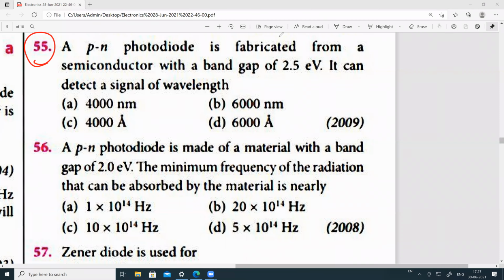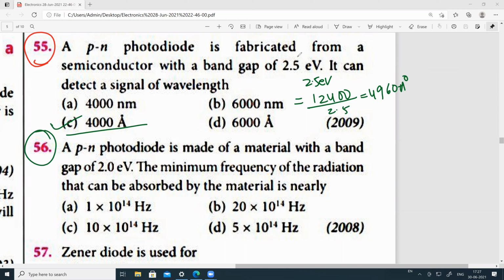Among the 4 options, they have given band gap is equal to 2.5 electron volt, and the wavelength corresponding to 2.5 is calculated by 12,400 divided by 2.5. So that is equal to 4,960 angstrom. So the right answer is C one.